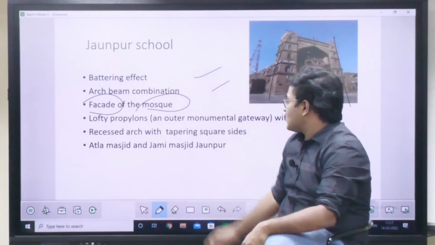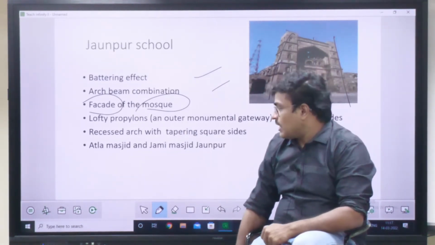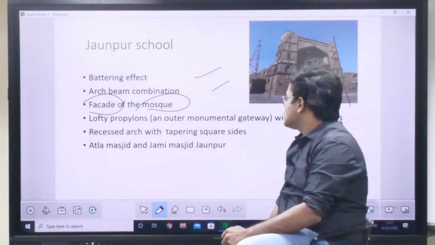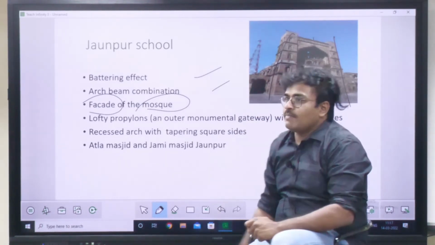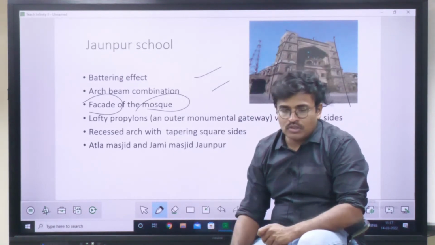And the most important ones are Atla Masjid and Jami Masjid Jaunpur. This Jaunpur school is mainly present in Uttar Pradesh. Uttar Pradesh Jaunpur school.